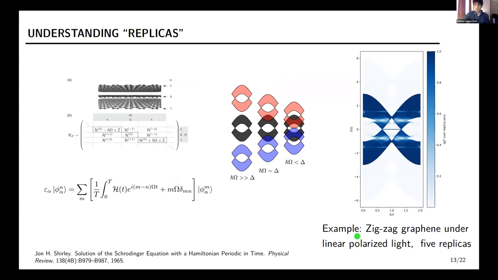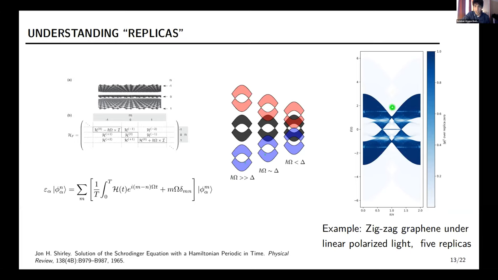So in order for you to better grasp the idea, if you have a zigzag honeycomb, let us say a zigzag graphene lattice, if you have very high frequencies, you are approaching the static case where any of the copies behave in an independent way. But as you approach low frequencies, the band structures of these copies start to hybridize, inducing new physics. So in order for you to understand this in a band structure, I depict here the zigzag graphene ribbon under linearly polarized light with five replicas.